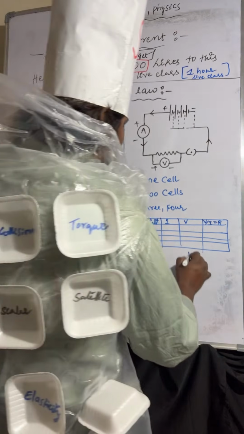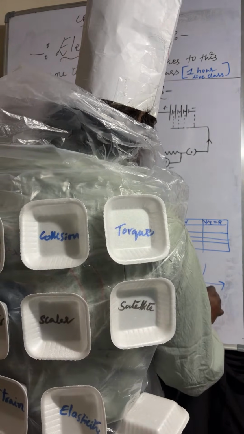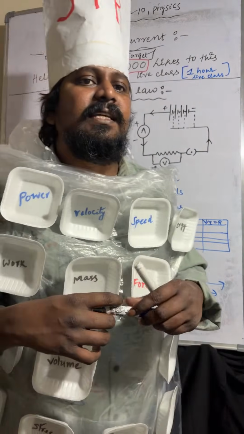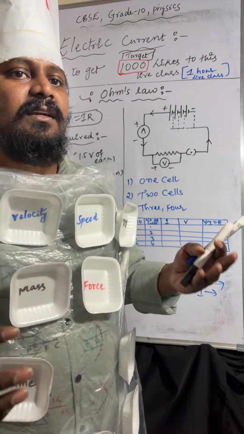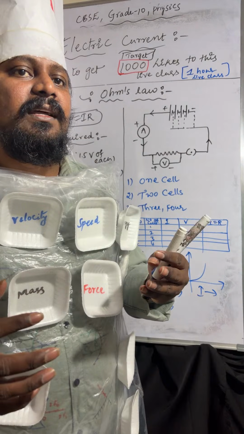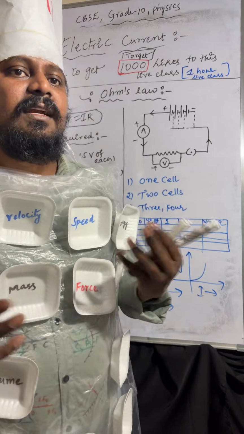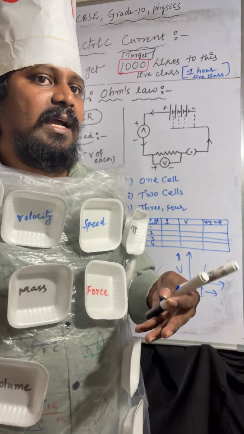You can see here, I am taking it like this. The graph is a curve, with V on the Y axis and I on the X axis. Understood? The potential difference across the ends of the given metallic conductor is directly proportional to the current flowing through it at constant temperature. V is directly proportional to I, V equals IR.